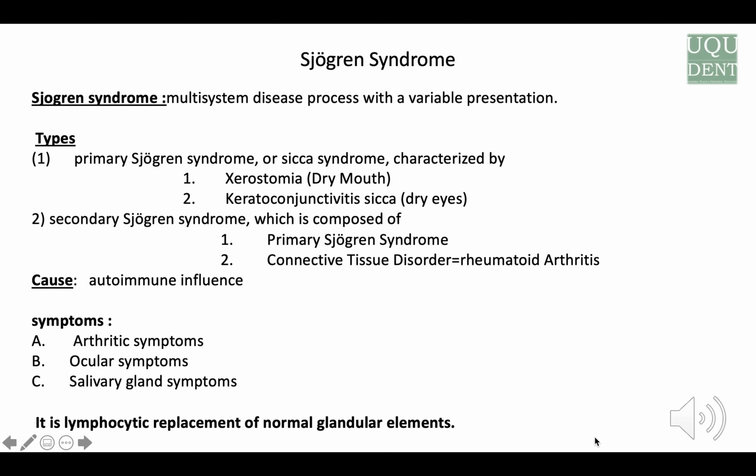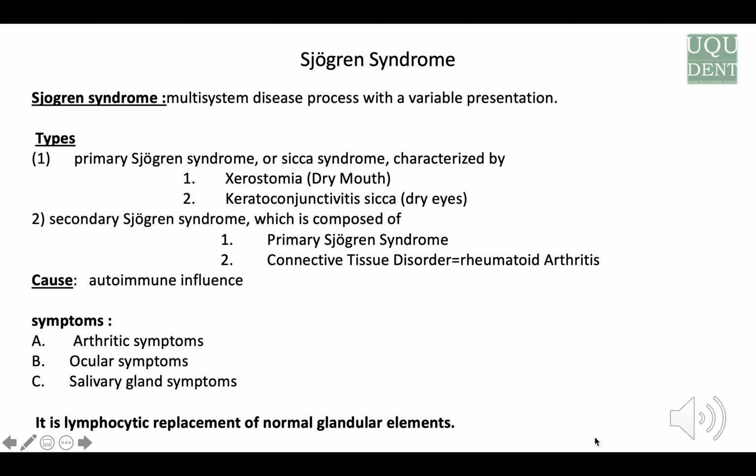Sjogren syndrome. It's a multi-system disease process with a variable presentation. It has 2 types. The first one is primary Sjogren syndrome, or sicca syndrome. It is characterized by xerostomia, which is dry mouth, and keratoconjunctivitis sicca, which is dry eyes. Then we have secondary Sjogren syndrome. It develops on top of primary Sjogren, meaning the patient has Sjogren and also another disease, usually a connective tissue disorder like rheumatoid arthritis, or it could be systemic lupus. The cause is an autoimmune influence.